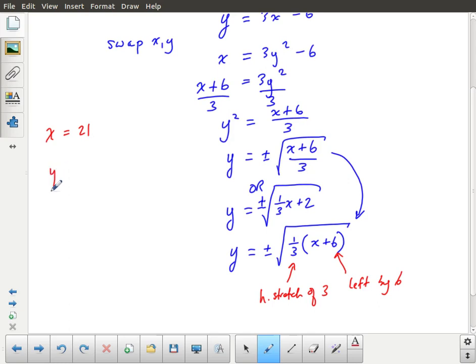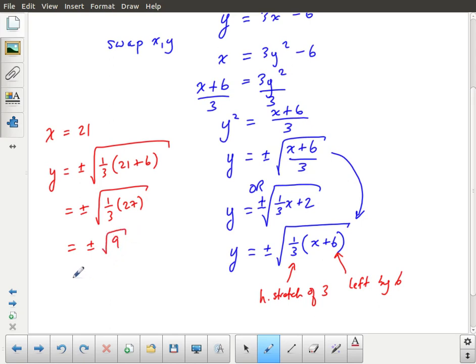In that case, y is going to be equal to plus or minus the square root of 1/3 (21 plus 6), which equals plus or minus the square root of 1/3 of 27. What's 1/3 of 27? It's 9. And so plus or minus 3. That means I have the points (21, 3) and (21, -3). Both of those points are part of this relation, and as a result, this relation is not a function.